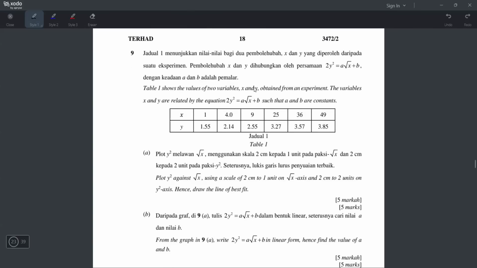Table 1 shows the values of two variables x and y obtained from experiment. The variable x and y are related by this equation such that a and b are constant, and then bagi table. A suruh plot graph, B suruh tukar linear form, find a, b. Okay, boleh. First step is I will change to linear form first. I know they ask us to change during B, right? B baru dia suruh tukar linear form.